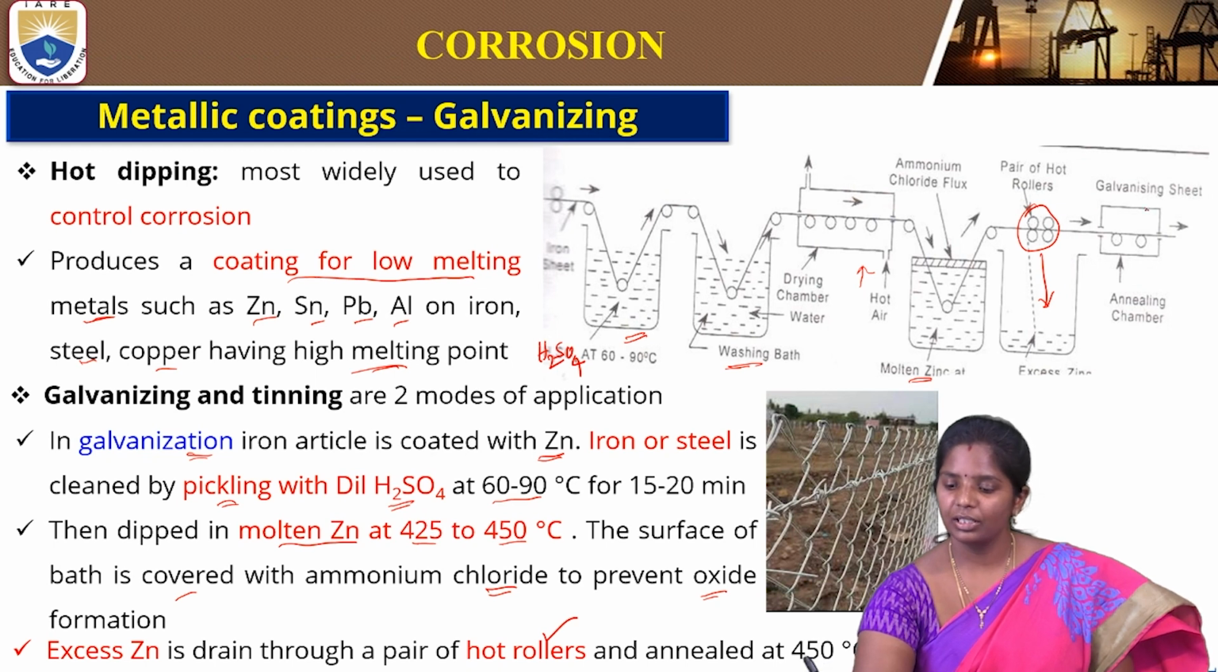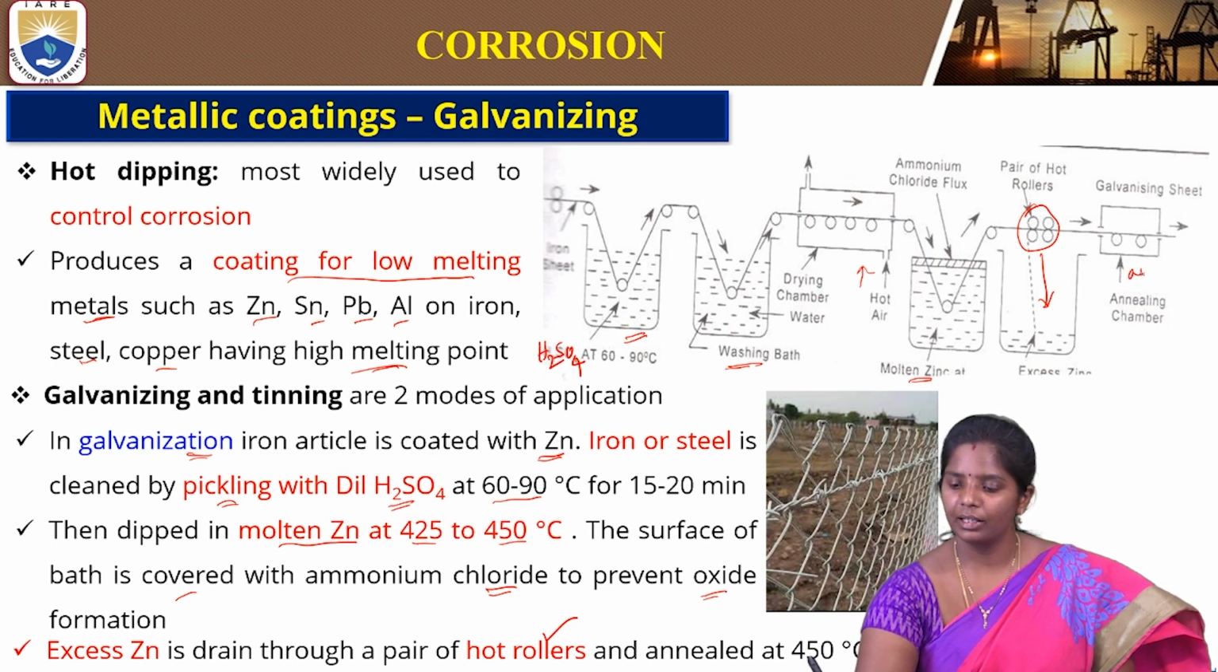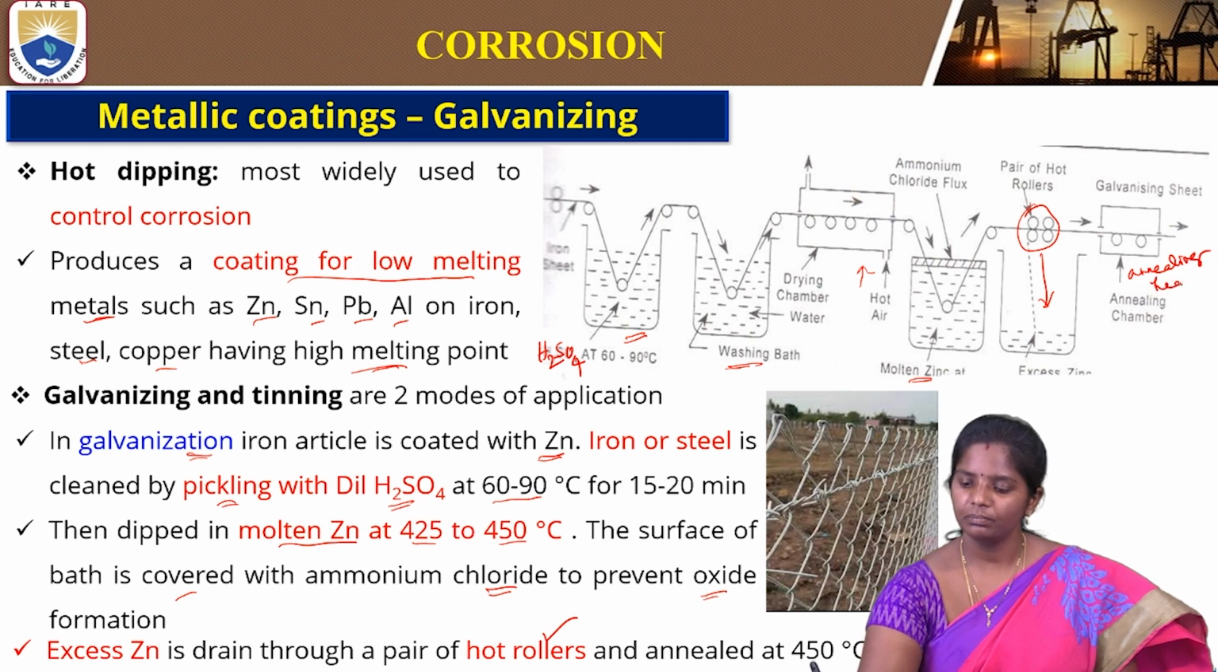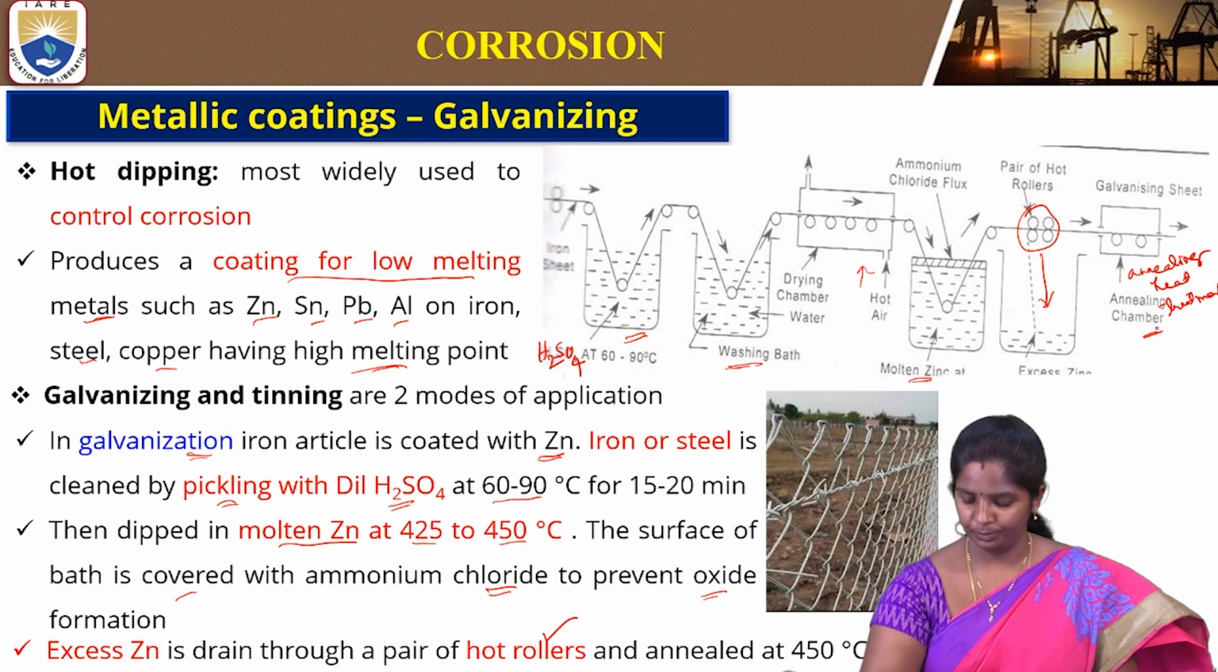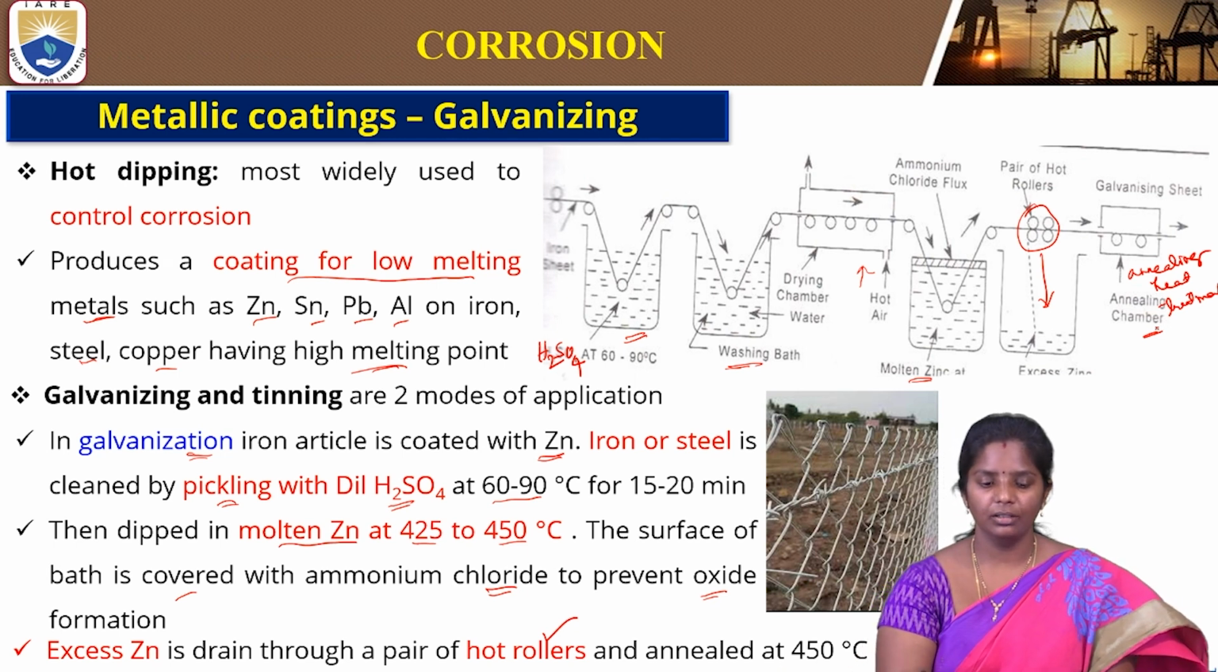So what happens after that? We will be annealing. Annealing is a heat treatment process. In this heat treatment process, the deposited metal will be adhering to the steel or the iron and becomes annealed. So this is the method we use for coating zinc onto the iron or steel.